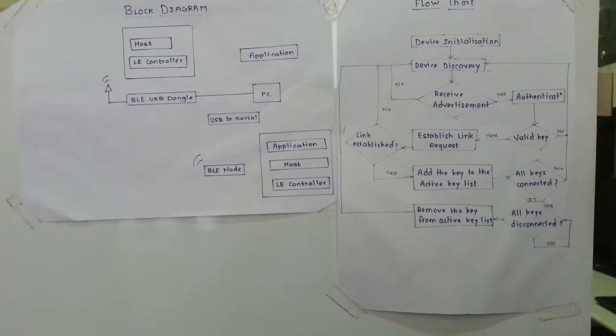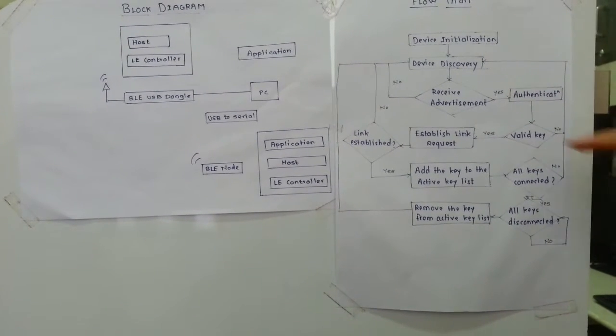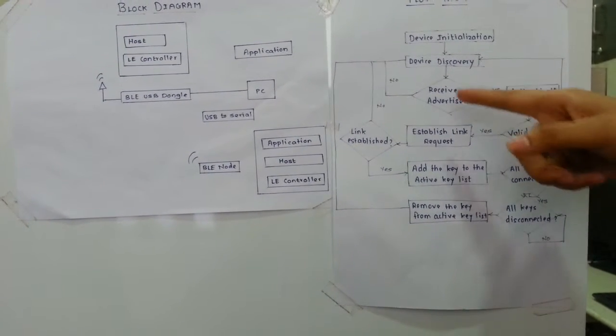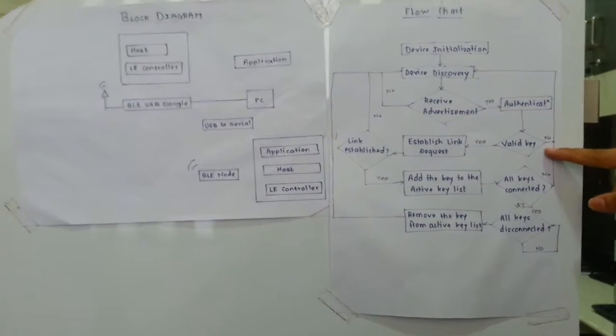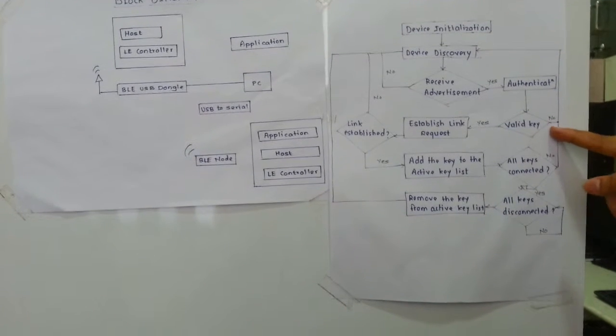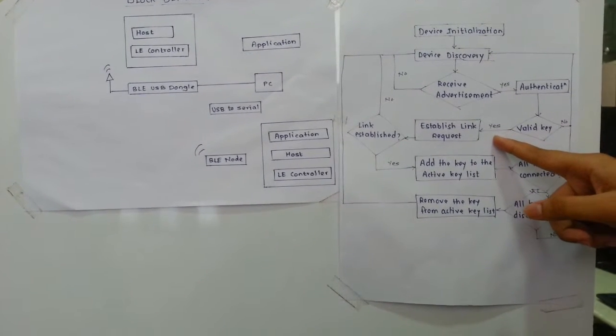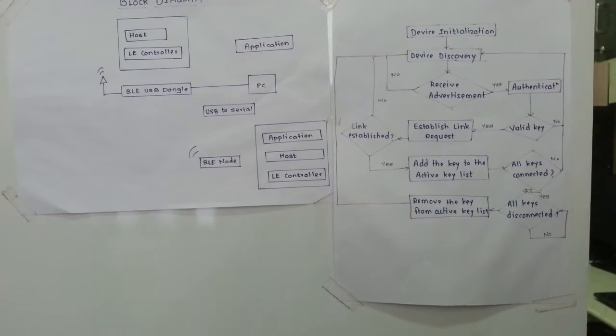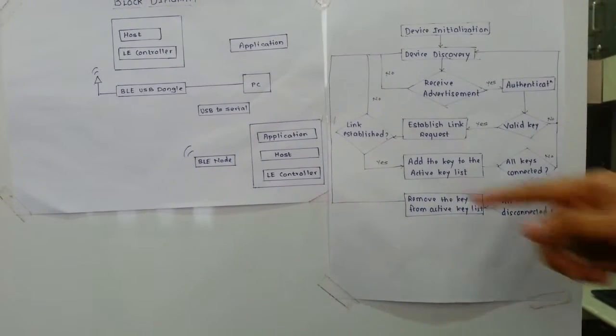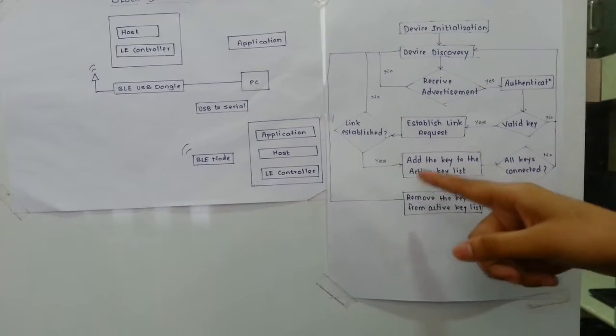If there are any advertising packets, then the USB scans for that advertisement with proper authentication. If a valid key is found in the vicinity, then the scanner sends a link request to the peripheral. If that request goes with a proper passcode, then the link is established.